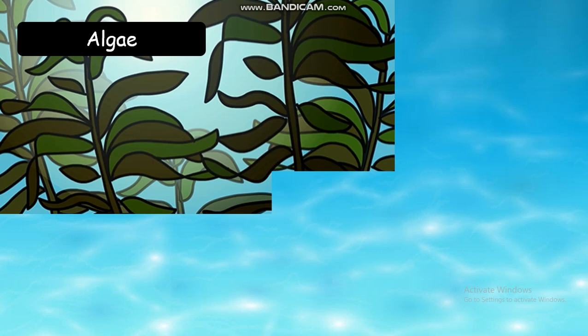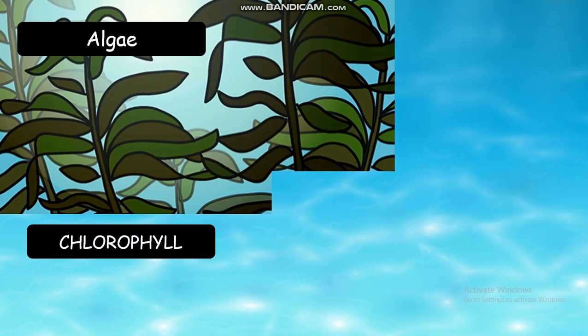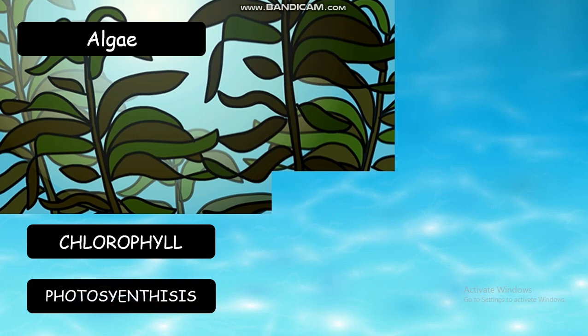Algae contain a substance in their cells called chlorophyll, which imparts green color as well as helps in the process of photosynthesis. What is photosynthesis? Yes, photosynthesis is a process by which plants can make their own food. So what happens during photosynthesis?